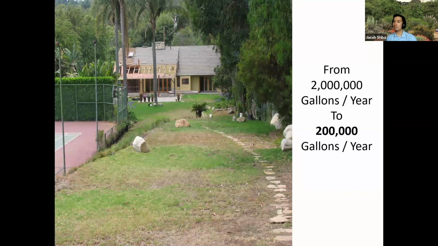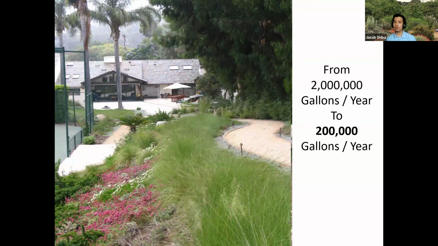Here's an example where we had an area difficult to maintain, 2 million gallons of water used per year. We transformed this landscape into local native grasses, other local native shrubs. We created a decomposed granite pathway that allows water to be absorbed, and we dropped water use from 2 million gallons a year to 200,000 gallons a year.